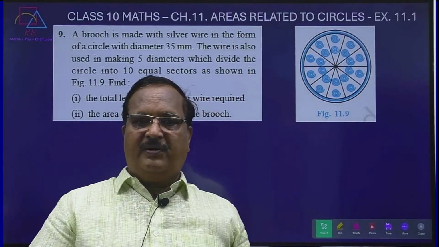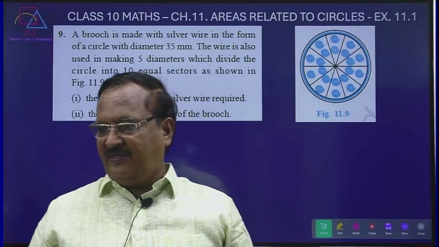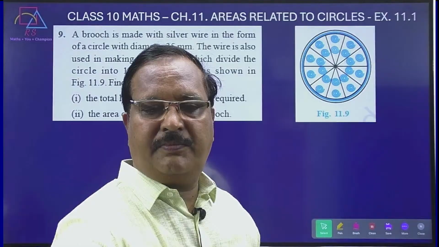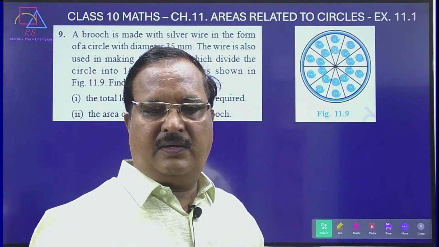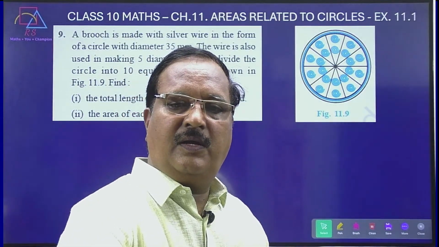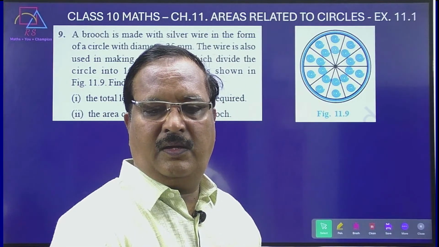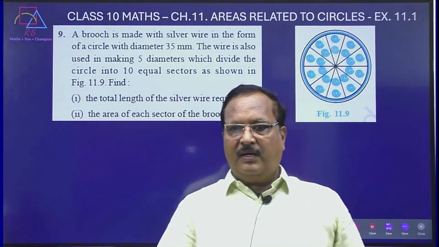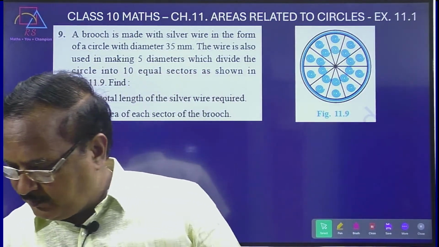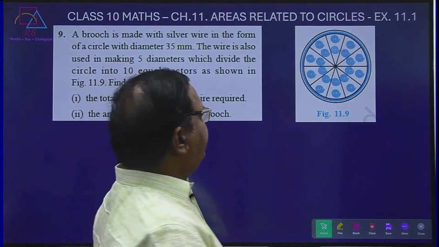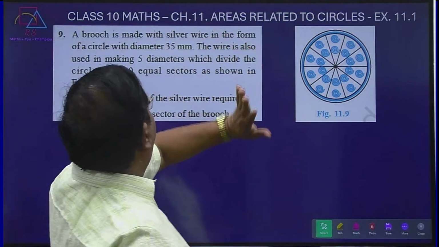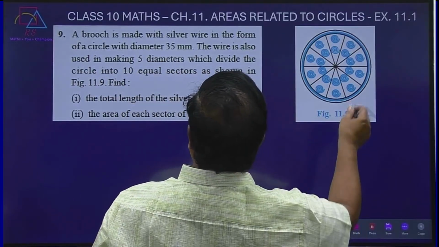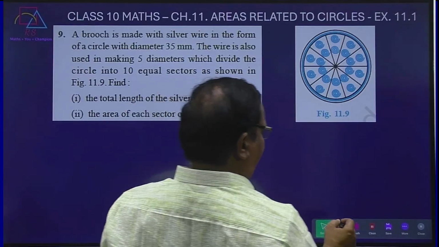This is one more important question. That means it is a little application based, application based. So the 8th question, right? A brooch, this is a diagram made with silver wire, in the form of a circle with diameter 35. The wire is also used to make 5 diameters.